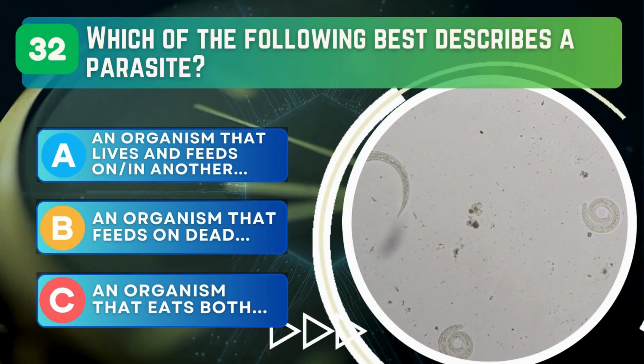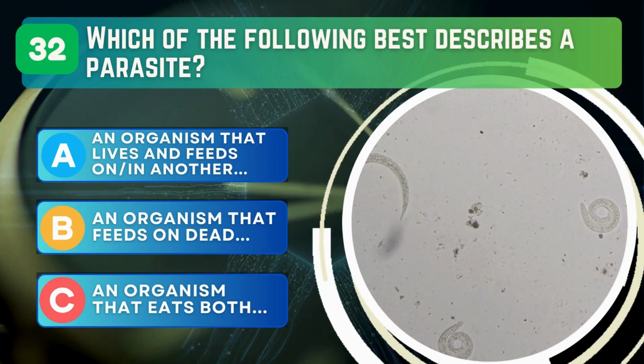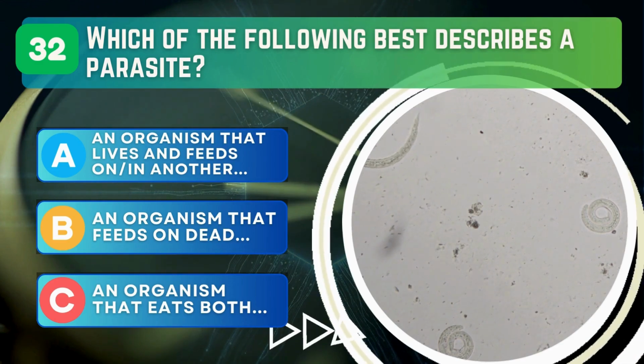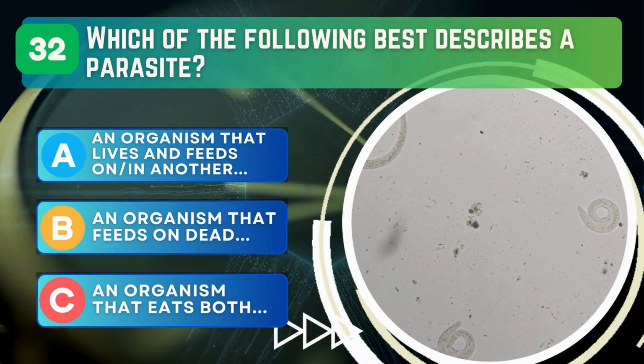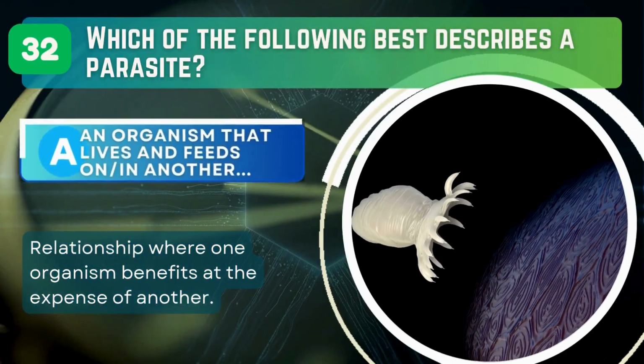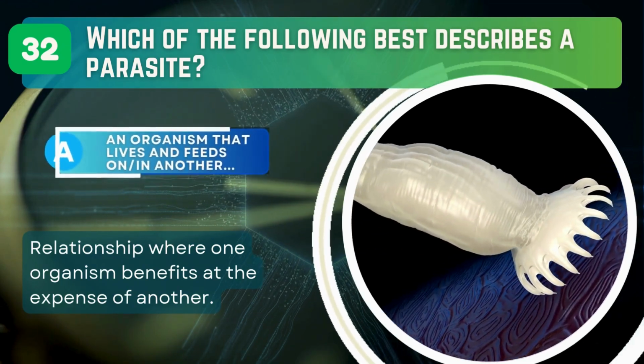Which of the following best describes a parasite? An organism that lives and feeds on another. A relationship where one organism benefits at the expense of another.